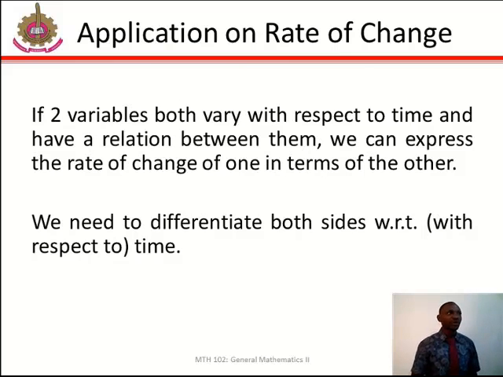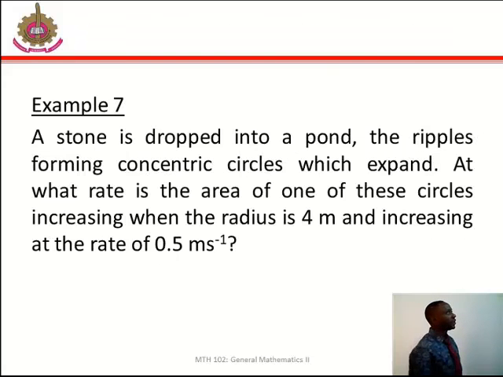When two variables are being considered and both variables vary with time and they both have a relation between them, we can express the rate of change of one in terms of the other simply by differentiating both sides with respect to time. Now we are going to solve an example so that you can understand what I just explained to you better. This example is the seventh example of study session 8.